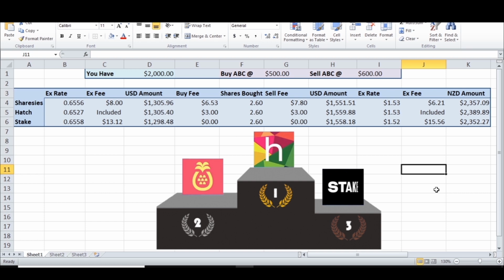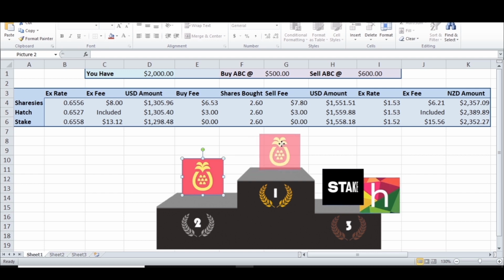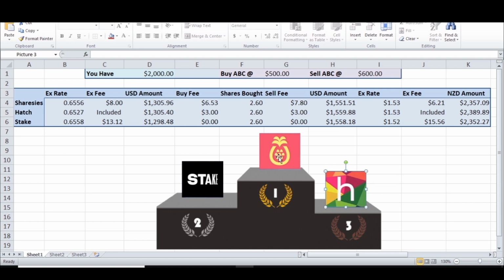For example, we only bought one company with our $2,000. If we were to split this into $1,000 each and buy two companies, then Hedge will take the last place because Hedge will charge $3 each time you make a transaction, whereas Sharesies charges a percentage. So this would always be $6.53, even if you split $2,000 into two $1,000. But because Hedge charges $3 per transaction and you're buying two companies, this will be $6 because you made two transactions.